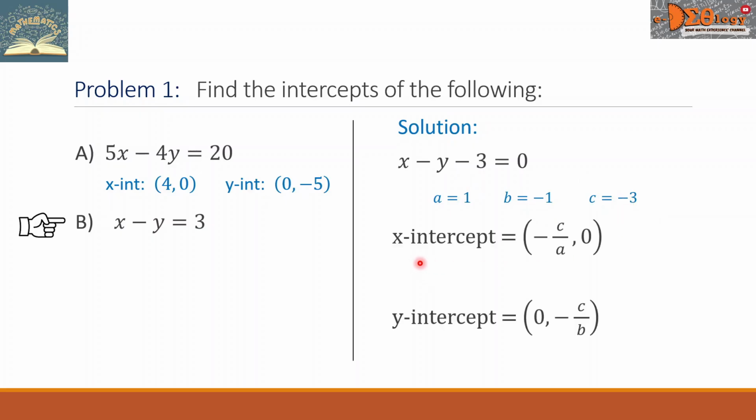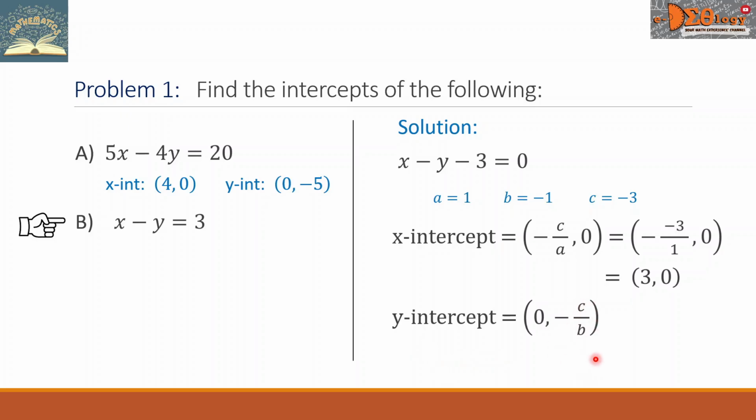We know the formulas for the x-intercept and y-intercept respectively. Let's begin with the x-intercept. We substitute the corresponding values. For the c, we have negative 3 over, the a is 1, and there is a negative sign sitting outside. So negative of negative 3 over 1 becomes positive 3, comma, 0. This is the x-intercept. Now the y-intercept.